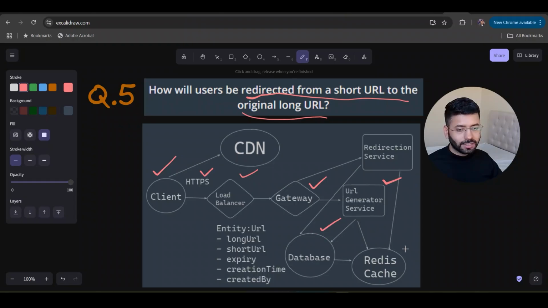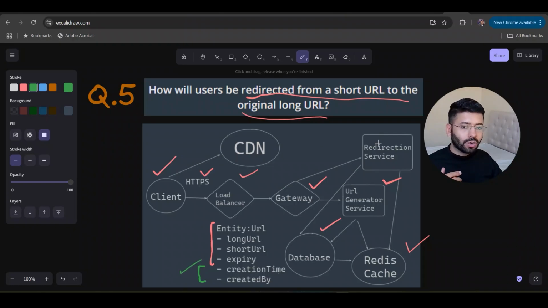Then there is the database, and there is the Redis cache. One improvement that I made was that everything else is the same, but I added two fields: one was the creation time, and the other was created by, or you can say user ID. This came as an improvement from the last question.